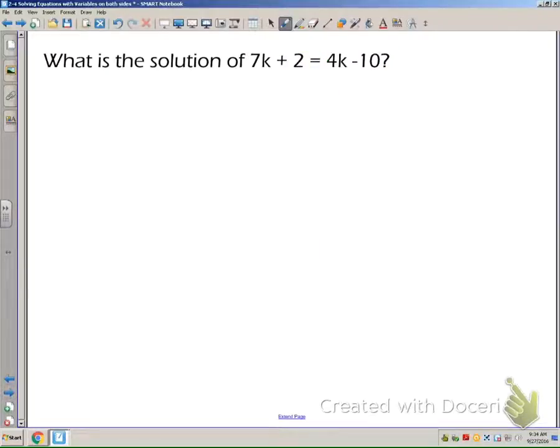At this point, I would like for you to pause the video. Go ahead and try this problem on your own. What is the solution of 7k plus 2 equal to 4k minus 10?